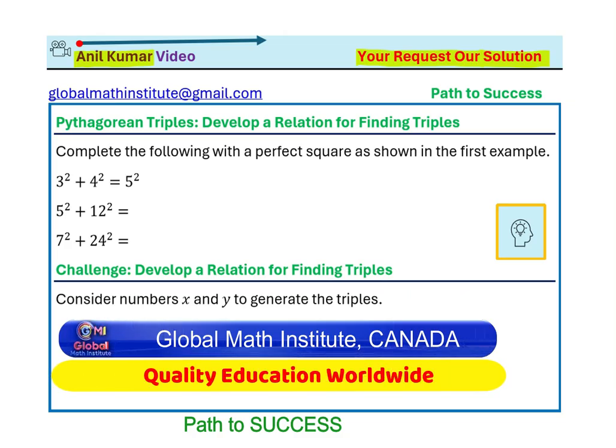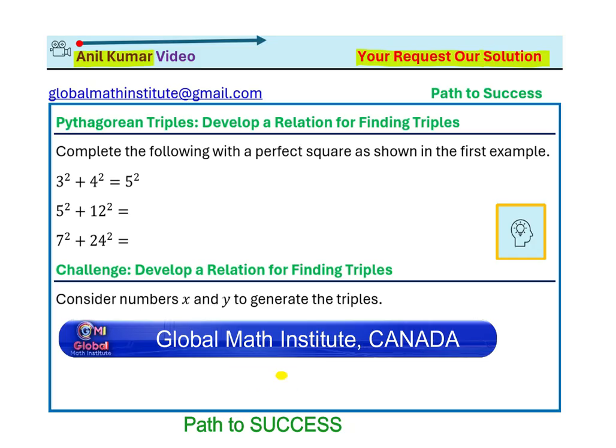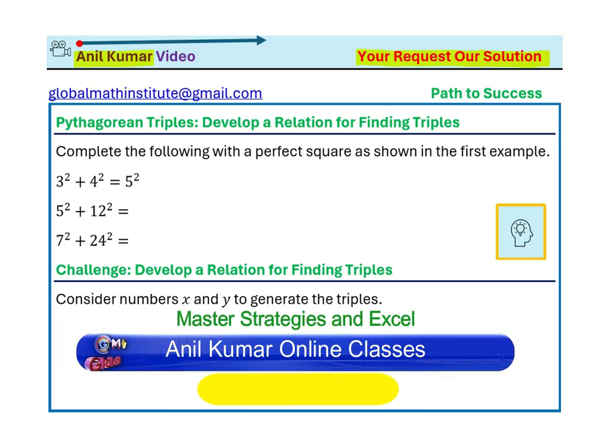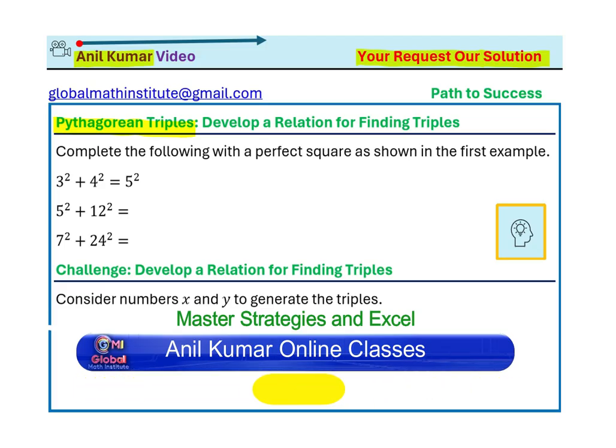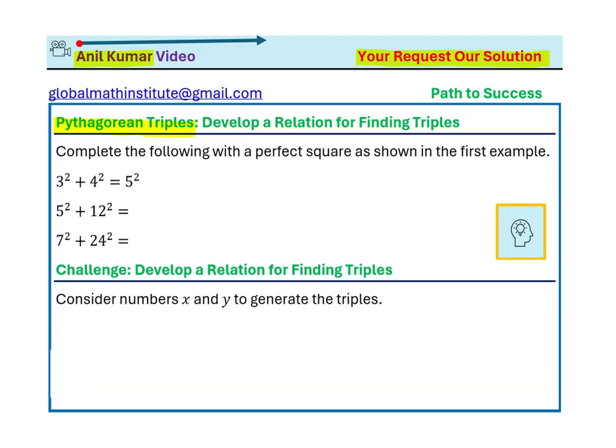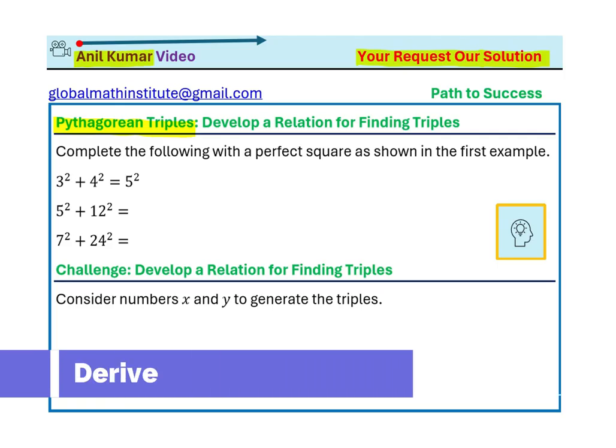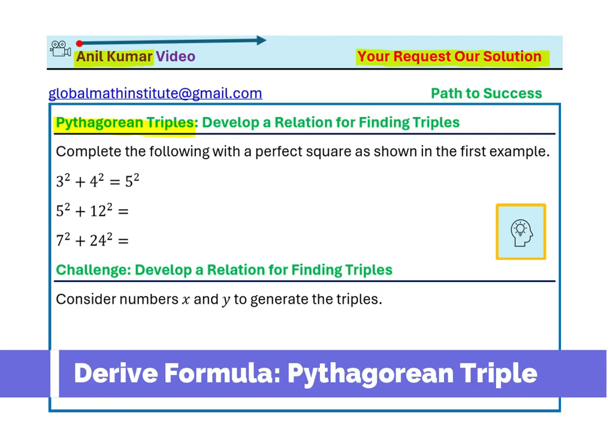Here's a beautiful question based on Pythagorean theorem. Now there are some integers whose sum of squares is equal to square of an integer, and these numbers are called Pythagorean triples. Example is given to you right here. And the idea of this particular question is to derive a formula to get Pythagorean triples.